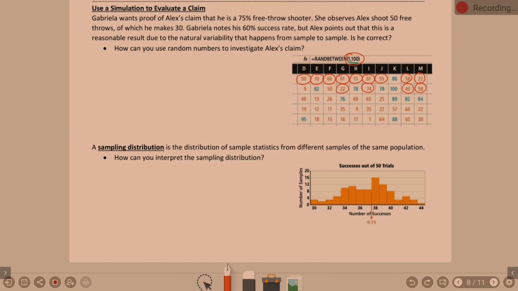Every shot, not like 50 shots where you have to make 75%. Every shot, he claims he's a 75% shooter. So he has a 75% chance of making it. What we want to know is, does this random number generator validate that? And if I had another minute, we'll talk about exactly how this works tomorrow.